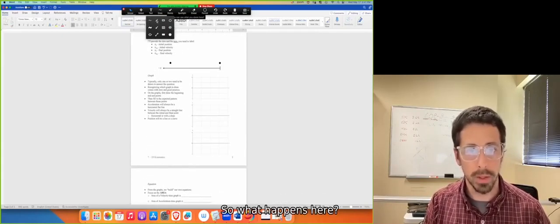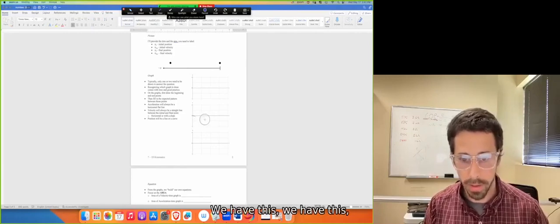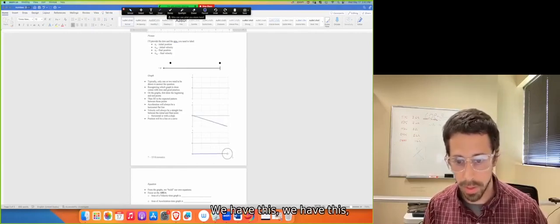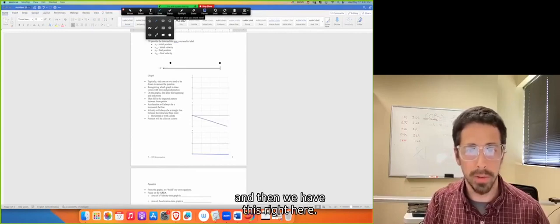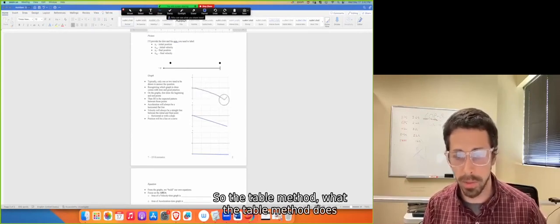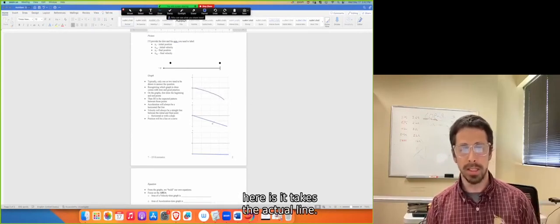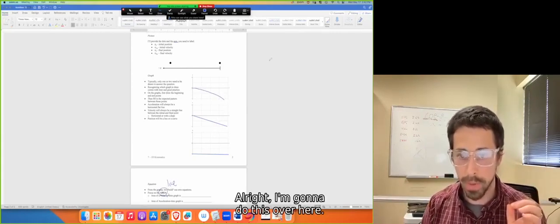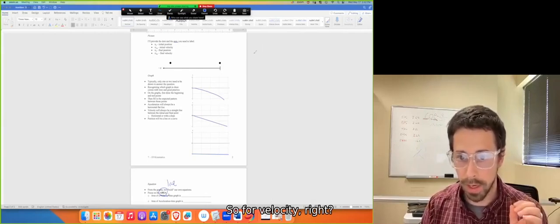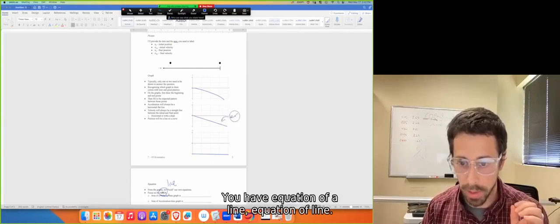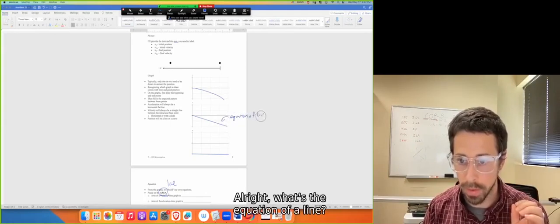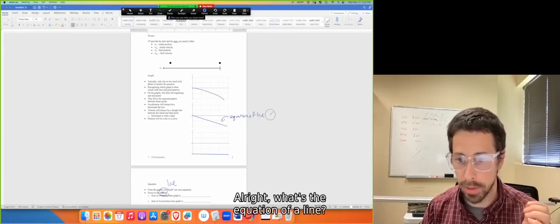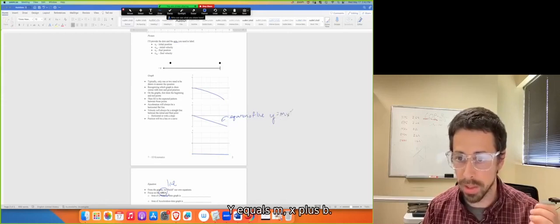Okay, so what happens here is we have this, and then we have this right here. What the table method does here is it takes the actual line. So instead of doing the area, it does the line. All right, I'm going to do this over here. So for velocity, you have the equation of a line. What's the equation of a line? y equals mx plus b.